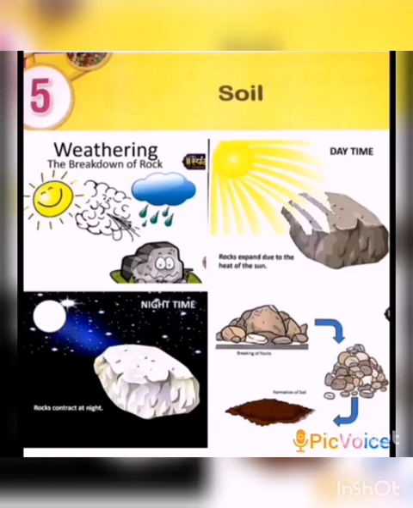Okay, first, what is soil? Soil is defined as the top layer of the earth's surface.